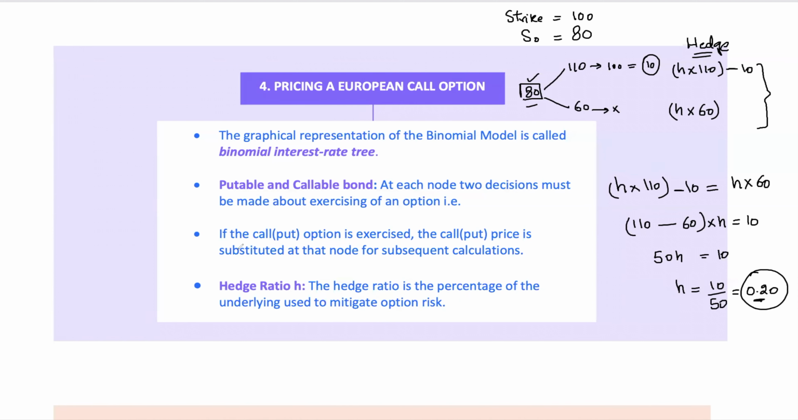Think of hedging like adjusting the number of umbrellas and raincoats in your store to manage risk. By using the hedge ratio, traders can protect themselves against market movements, ensuring their portfolios remain balanced regardless of whether prices rise or fall.